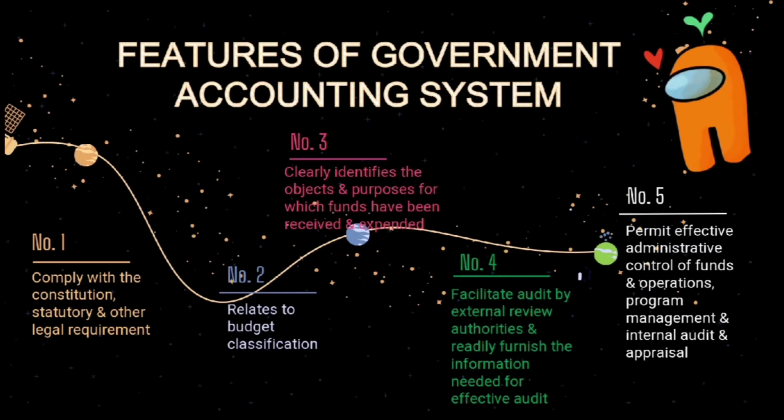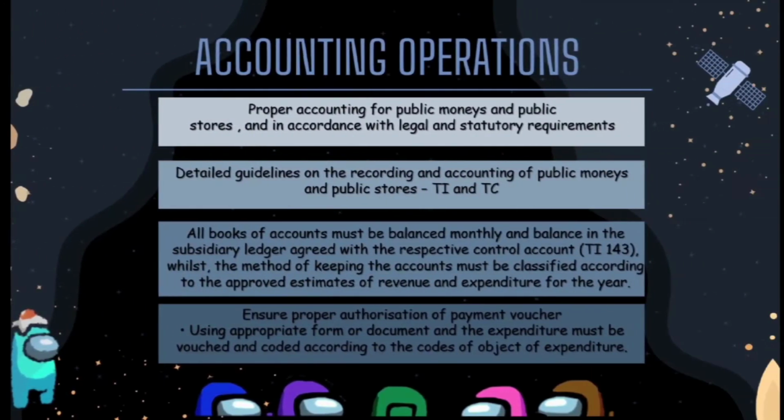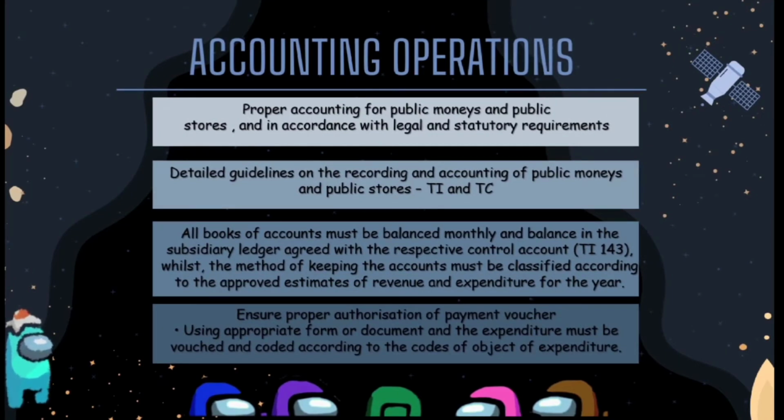Number 5, it permits effective administrative control of funds and operations, program management, and internal audit and appraisal. Vote accounting is a relevant mechanism developed to ensure effective recording of public sector's activities. Specifically, a vote book records allocation of funds received, actual amount of spending, committed liabilities, as well as funds balance. Next, I will explain the accounting operations.